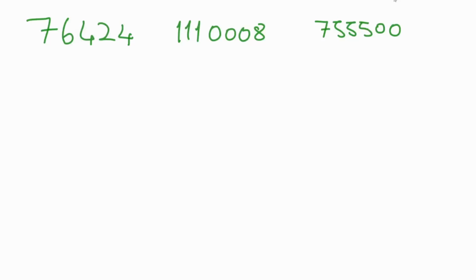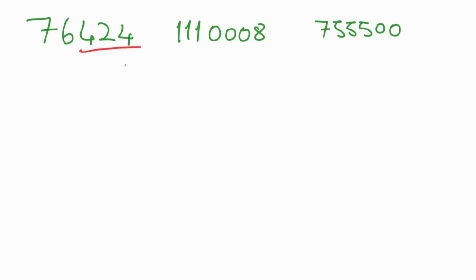Let's find out if these numbers are divisible by 8. For that, we have to look at the last 3 digits. If the last 3 digits are divisible by 8, then the number is divisible by 8. Well, divisibility by 8 means that you can divide it by 2 three times.